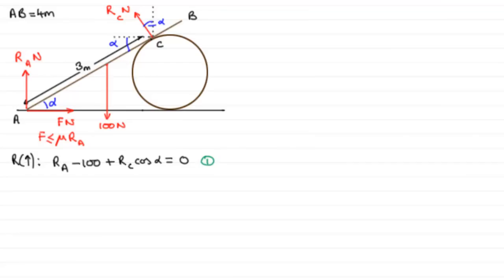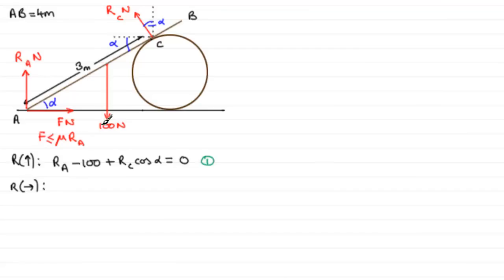So normally if we resolve in one direction, we can expect to resolve in a perpendicular direction. So what I'm going to do now is resolve horizontally. And I'm going to take to the right as positive, but obviously it doesn't matter. You can do it whichever way you want, as long as you stick to the sign convention. It should all work out in the end.